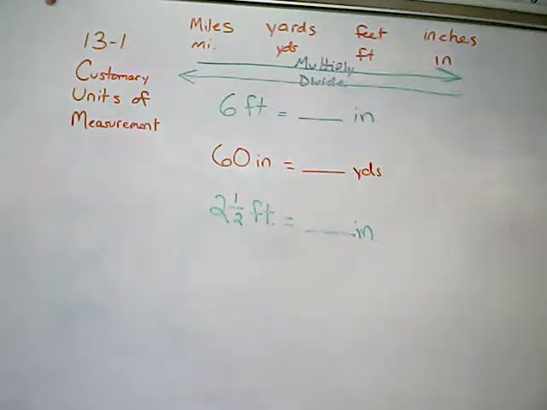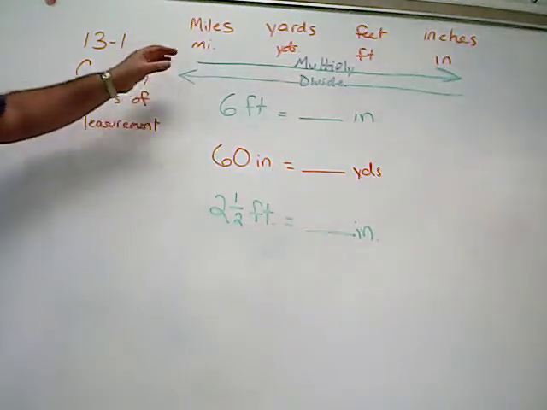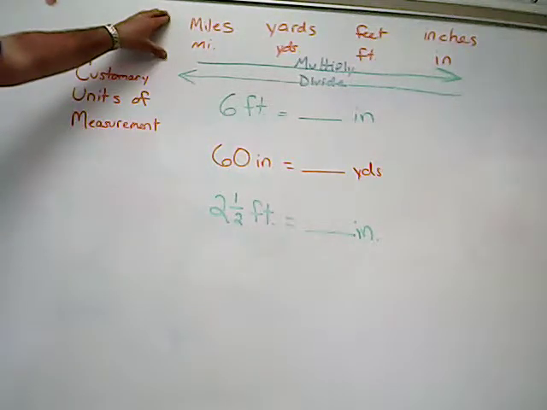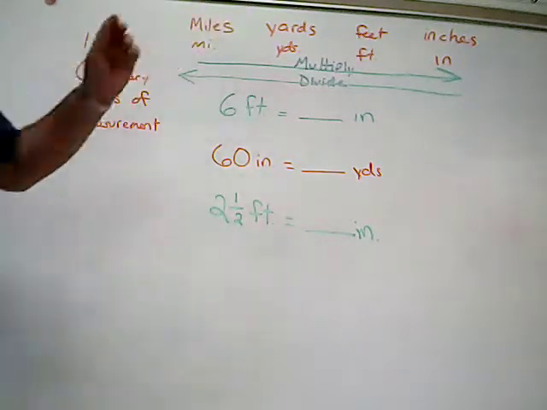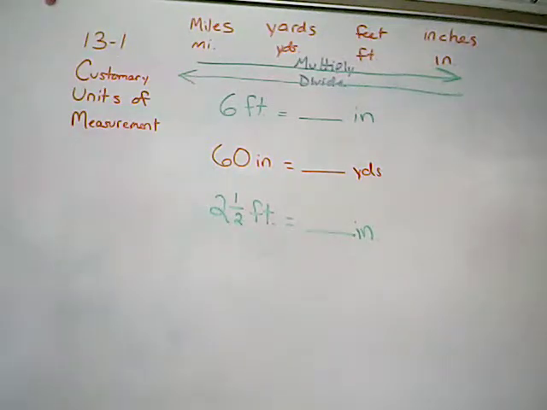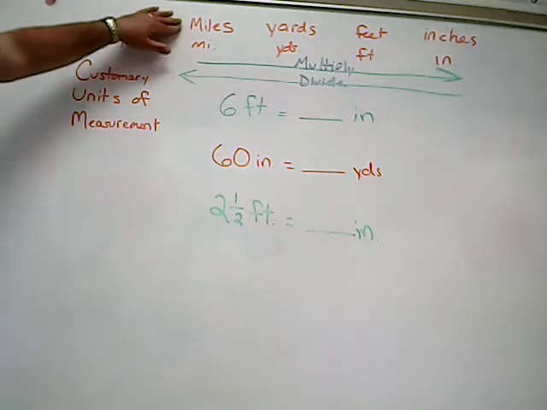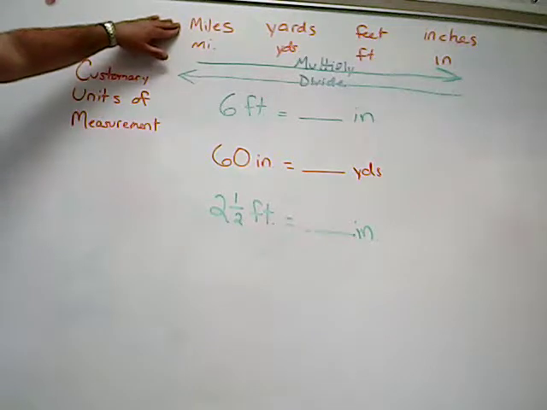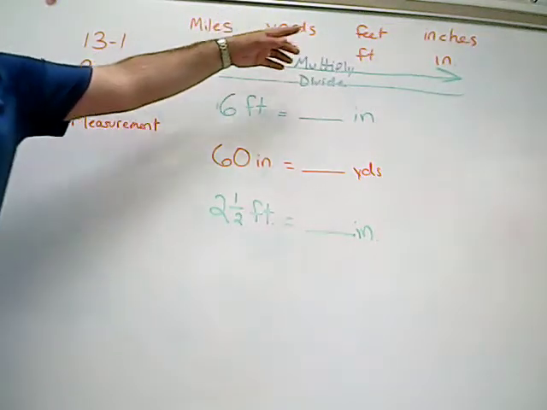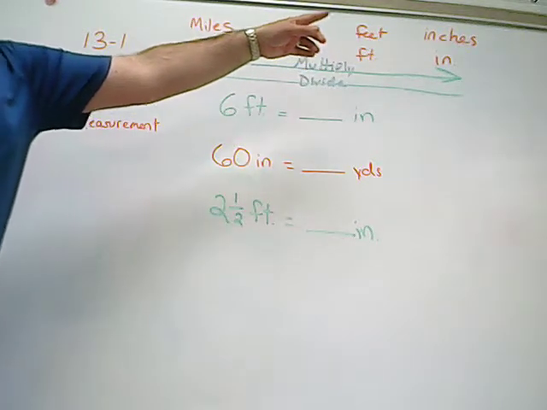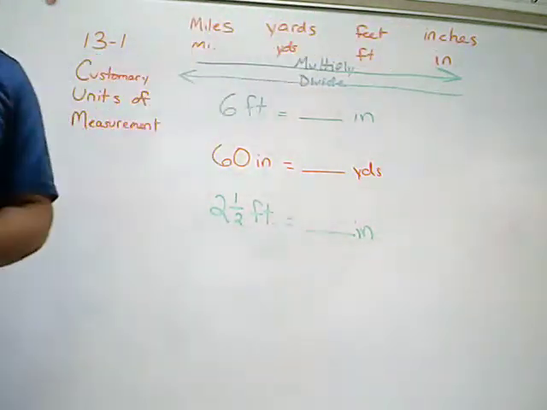So I have three examples here for you, but before I do them, I want to draw your attention to our list up top. Our list up top is going to help you to remember from biggest to smallest the order that these measurements come in. The biggest measurement we're going to talk about today is miles. Right below that is going to be yards. Below that, even further, is feet. And then finally, the smallest one is inches.